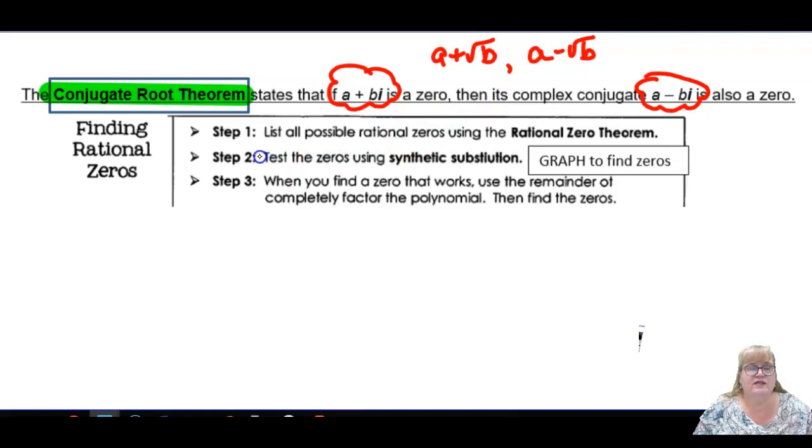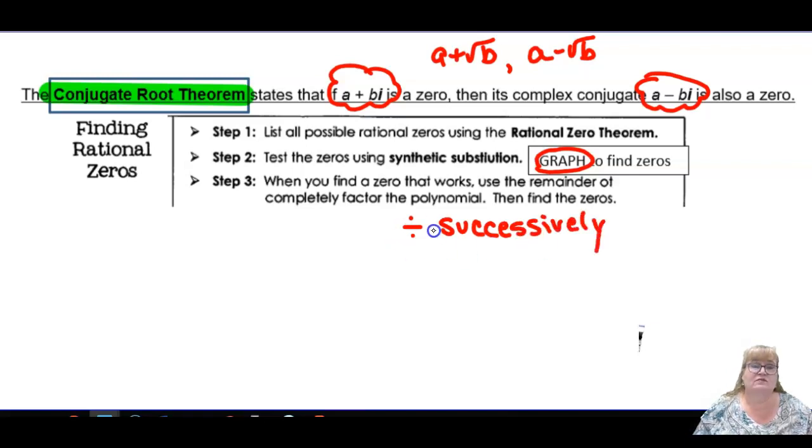All right, so it says, finally, to go over this one more time, you would list all the possible rational zeros, test using synthetic division, or our hint is to graph. And then when you find a zero that works, use the remainder to completely factor the polynomial. Okay, so we're going to use synthetic division, and we're going to divide successively, meaning once after the other.